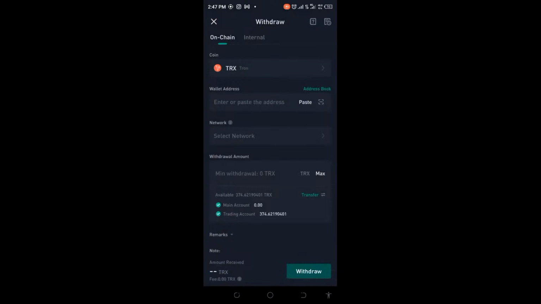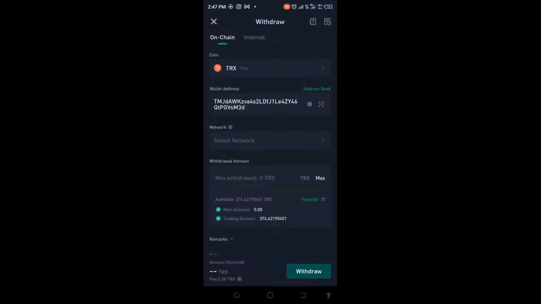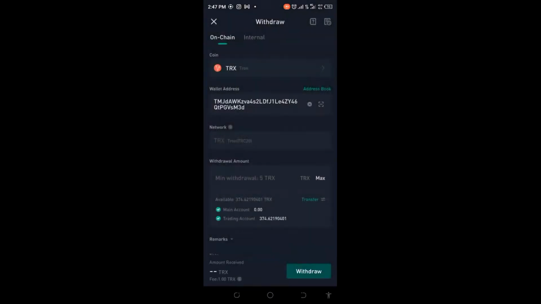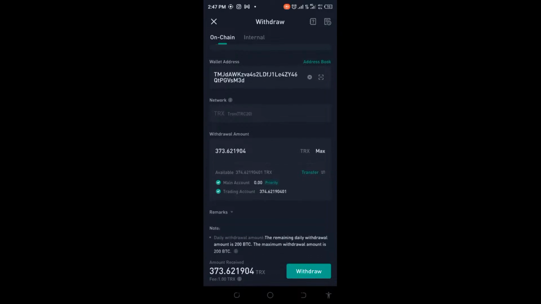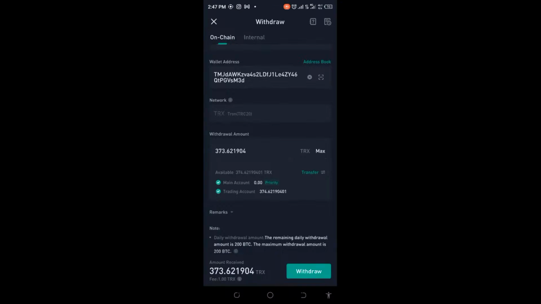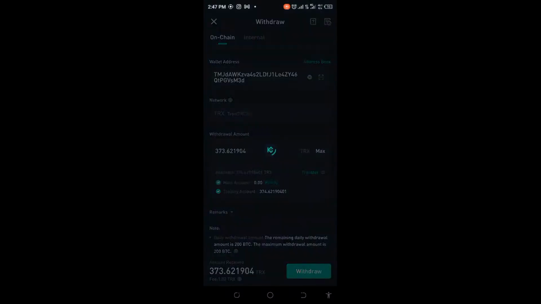Okay, so what do we have? Let's put in the wallet address. Great, and then the network is TRC20. TRC20, and then we're going to put in max, everything that is here. You can see here what we're going to eventually get is 373.62. That's the entire amount we are going to get, 373.62. So let's go ahead and withdraw.